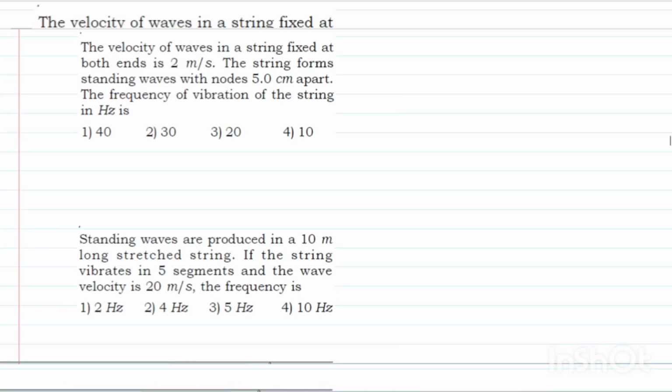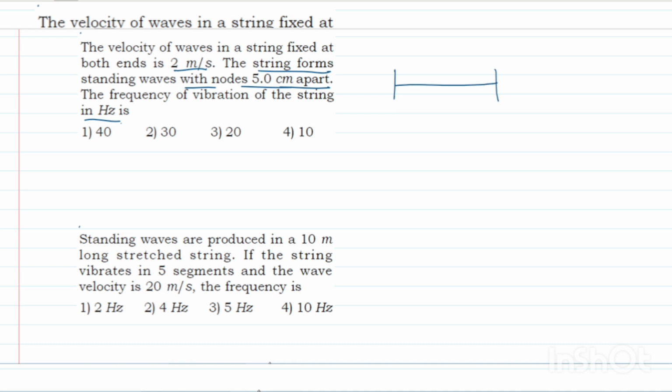Let us see the next question, students. The velocity of the waves in a string fixed at both ends is given as 2 meters per second. The string forms standing waves with the nodes 5 centimeters apart. They are asking the frequency of the vibration of the string. Here the distance between nodes is given as 5 centimeters, and it's going to produce standing waves, and this is the node point, and this will be the node point.